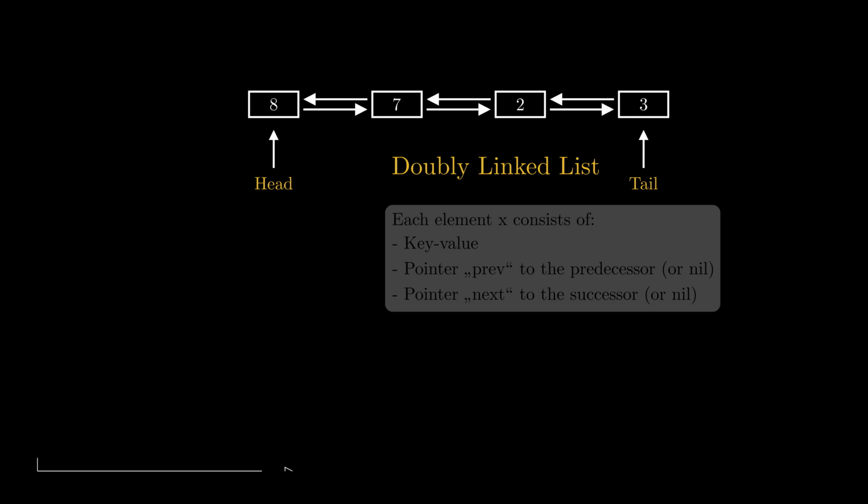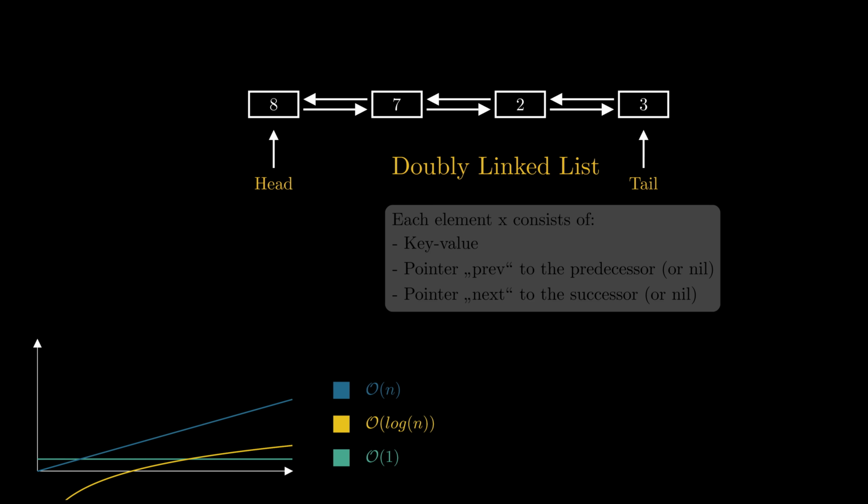In very simple terms, O of 1 refers to a runtime that is at most constant, O of log n to a runtime that is at most logarithmic, O of n to a runtime that is at most linear, O of n squared to a runtime that is at most quadratic, and so on.